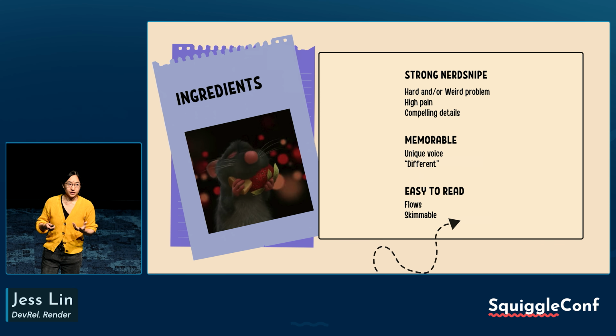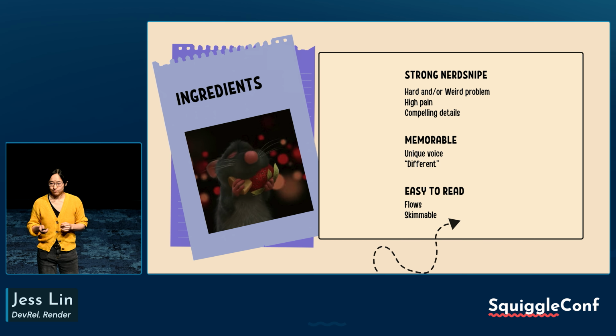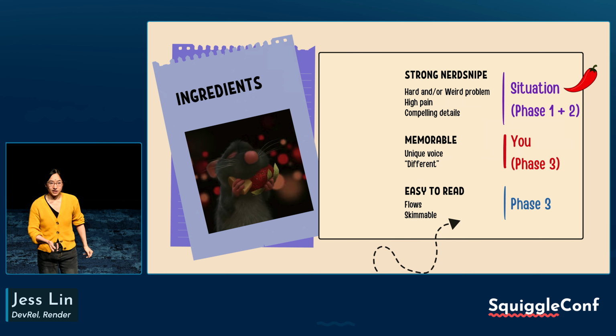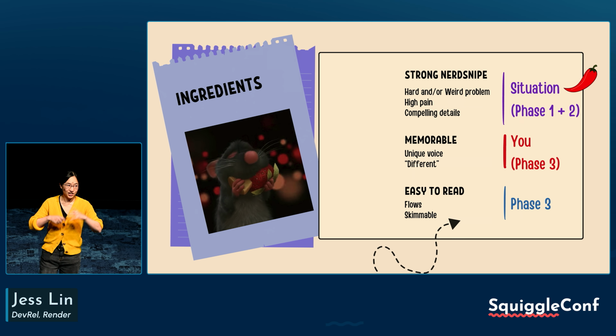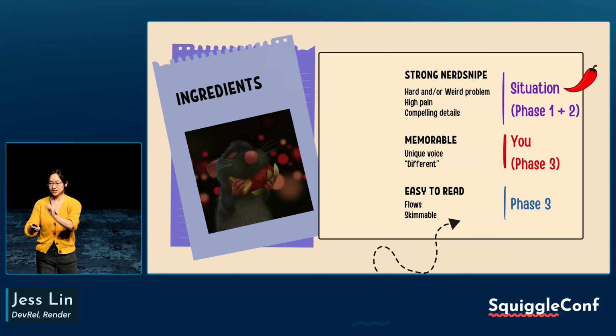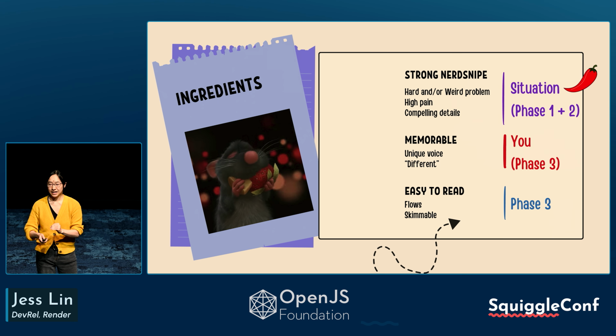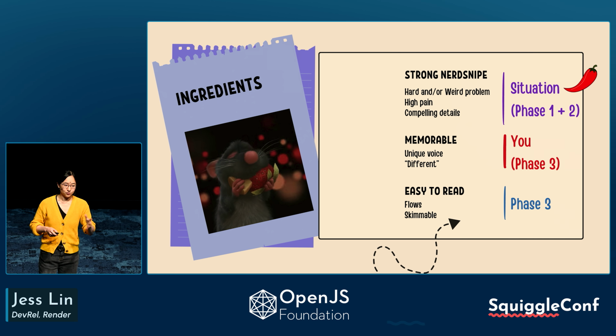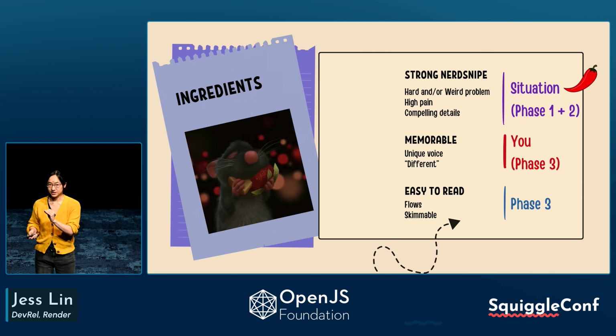And finally, I do think they all tend to be easy to read, and that is a lot of the edits that we talked about. So my spicy take for this audience of software engineers is that you can spend a lot of your energy focusing on trying to find these situations, these strong nerd snipes to write about. You can get help with the other parts, but really it's going to be up to you to stop in the middle of your day and go, wait, this is really interesting and I should write about it. So focus on your taste in that direction.